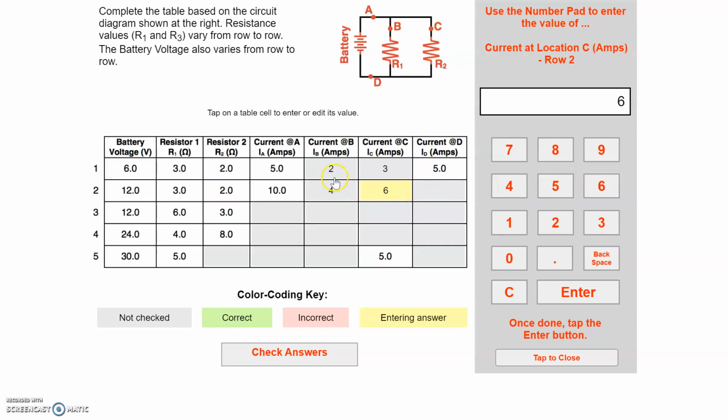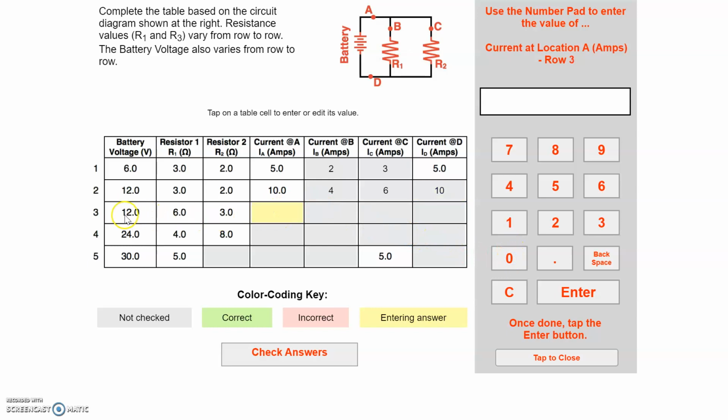Now I want to point out, in both of these first rows, current A, which is the total, has to add up to each of these two added together. So 2 plus 3 is 5, and 4 plus 6 is 10. Now current at D is just going to be the same as current at A because whatever comes out of the battery has to go back in.